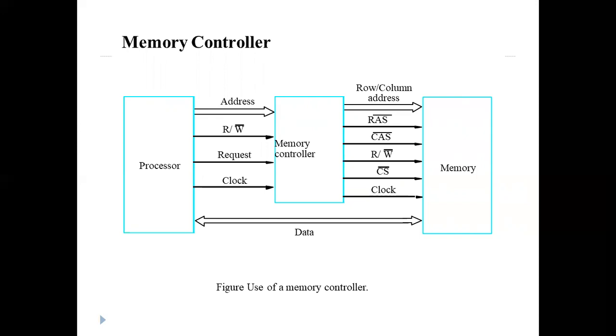In the same way, the memory controller acts as a mediator between the processor and the memory in the system. You will see here we have some address lines, read write lines, request, and clock, through which the processor works with the memory controller. And the memory controller works with the memory in the form of row address strobe, column address strobe, read write, chip select, and the clock. But how does it work? It works in a very simple manner.